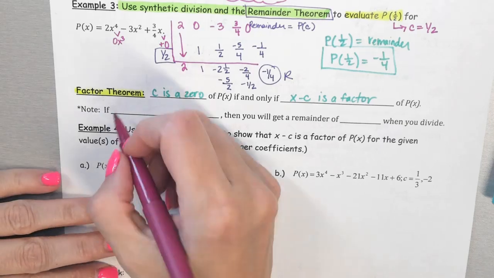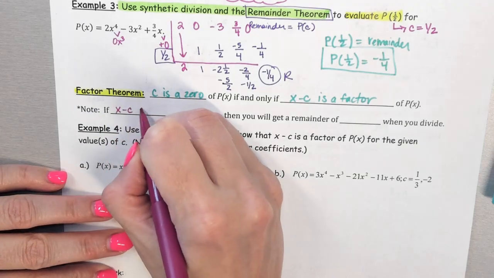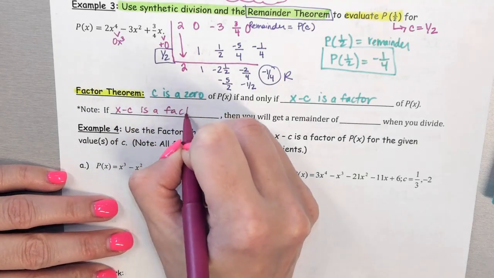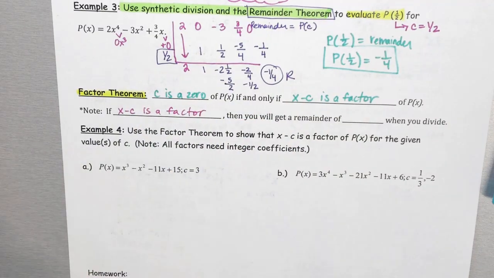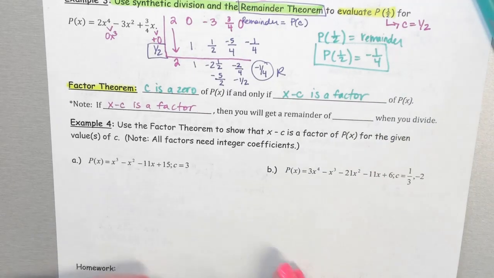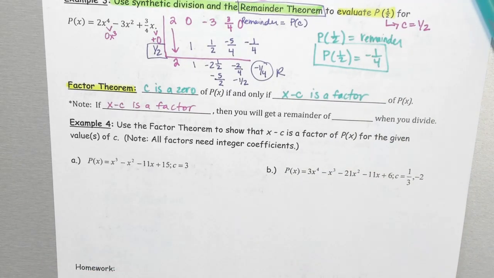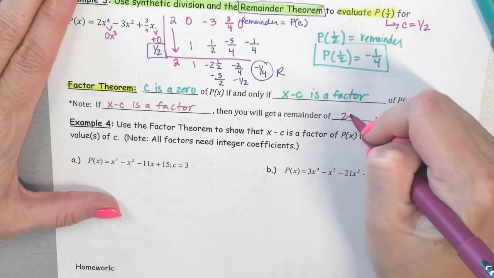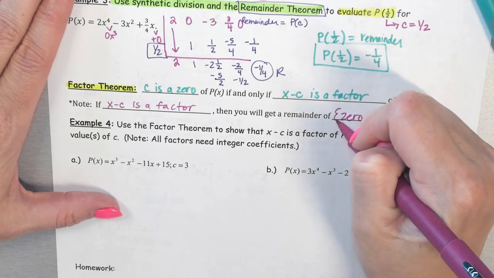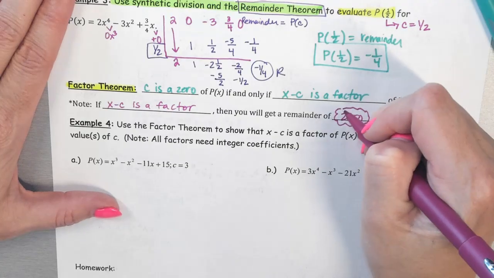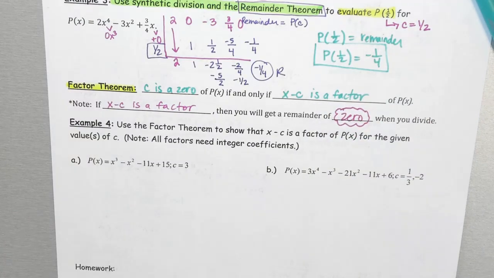If X minus C is a factor, whatever your value for C is, then you should get a remainder of what when you divide? You should get a remainder of 0, because if something is a factor, it goes into it evenly, right? Factors of 12 are 1, 12, 2, 6, 3, 4. Whenever you divide those in, your remainder is 0.